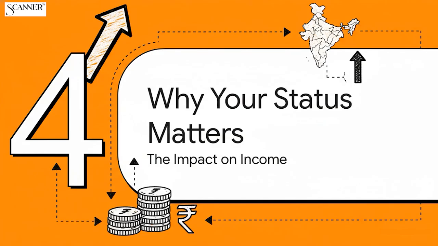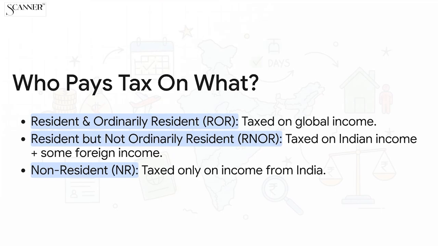Okay, so we've got all these different labels: resident, non-resident, ordinarily resident. You might be wondering, what's the point of all this? Well, it all boils down to one simple thing: how much of your money is actually taxable in India? So here's the bottom line. If you are a resident, an ordinarily resident, let's call it ROR, India taxes your global income, everything you make anywhere in the world. If you're a non-resident, or NR, it's the total opposite. You're only taxed on income that you earn or receive in India. And that middle category, RNOR, is kind of a hybrid between the two.